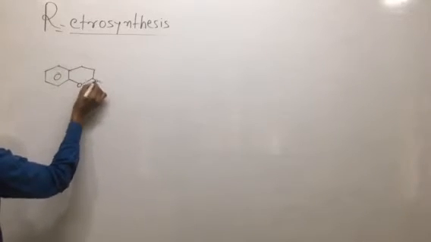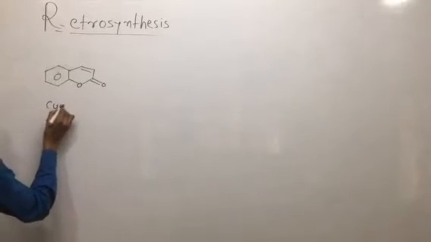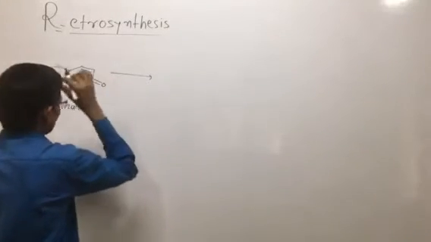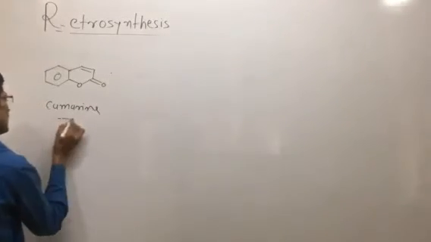This is the oxygen atom, a double bond to O. So what is the name of this type of compound? This is a coumarin. Coumarin, as well as 4-hydroxycoumarin. How is it obtained?